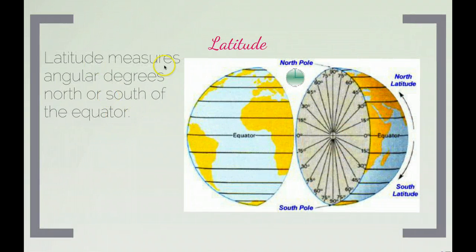Latitude measures angular degrees north or south of the equator. So if I slice the Earth in half through the North and South Pole, we'll see this inside of the Earth. And if I take this center point of the Earth and I draw a line, that's the equator, and whatever that angle is, that's your latitude. So latitudes are really just a measurement of where you are in terms of your angle relative to the equator.